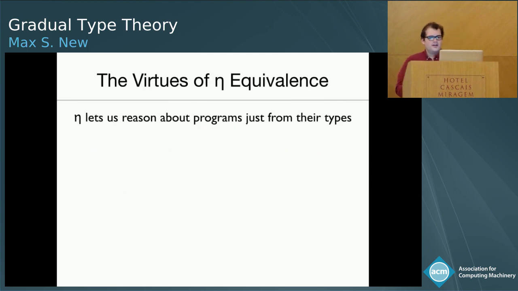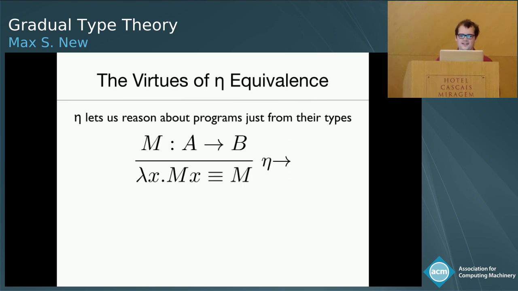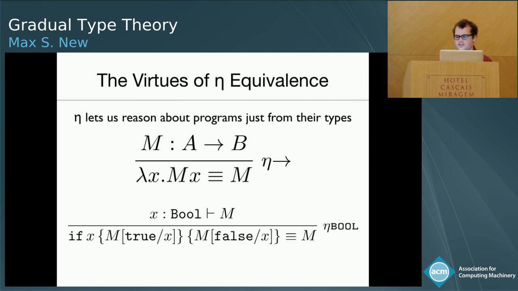So what is eta equivalence? Well, I hope you are a little familiar with it, but eta lets us reason about programs just from their types. These are the original free theorems. For instance, for function types, the eta law says that anything of function type is equivalent to a lambda term. But actually every type has a corresponding eta principle. For instance, the eta principle for Boolean says any term with a Boolean input is equivalent to a term that immediately does an if statement on it, and then does true in the true branch and false in the false branch.